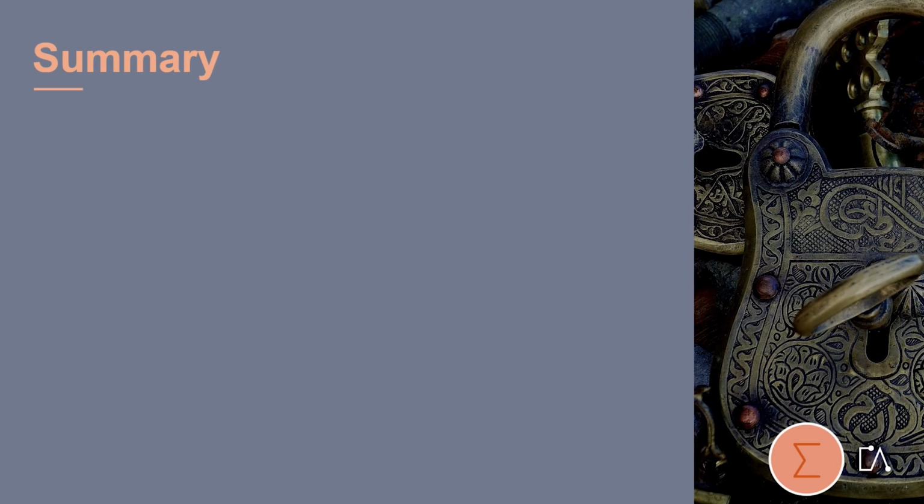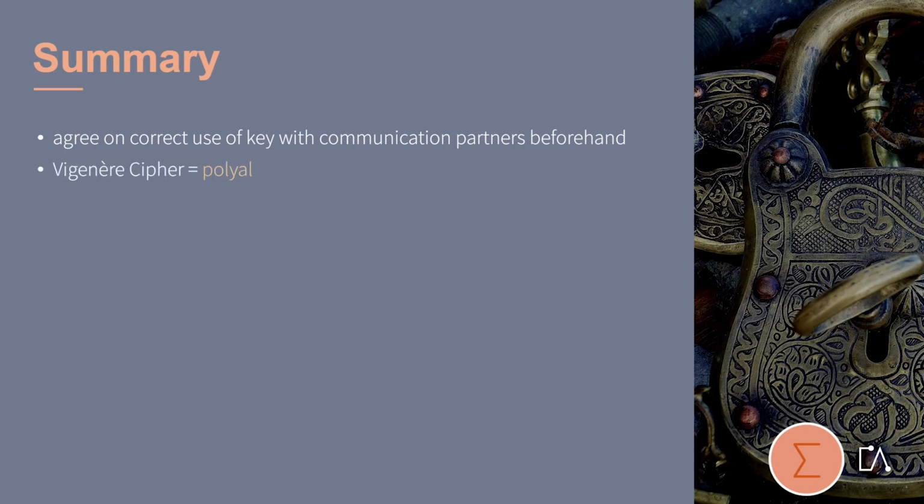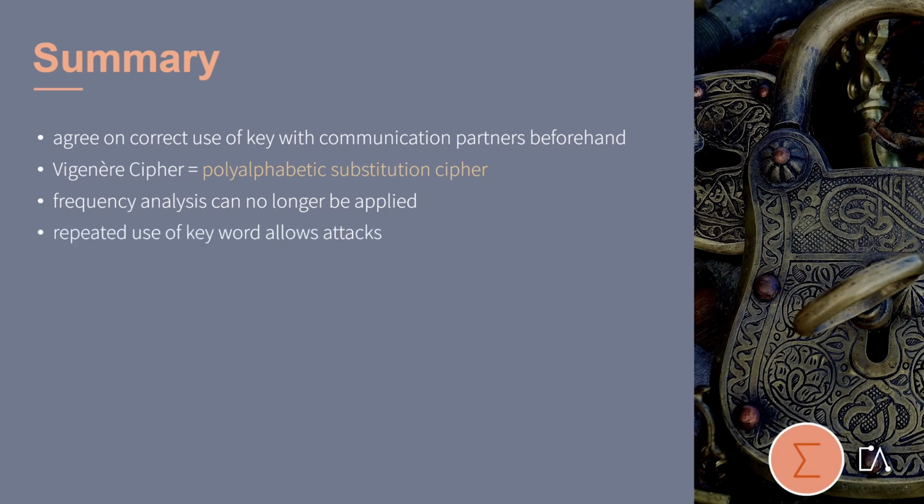In this chapter, we discussed that communication partners need to agree beforehand on the correct use of the key. The Vigenère cipher is a polyalphabetic substitution cipher, which means that one plaintext letter is substituted by several different ciphertext letters and vice versa. In contrast to the Caesar cipher, the frequency analysis can no longer be applied. But the repeated use of the keyword allows attacks.